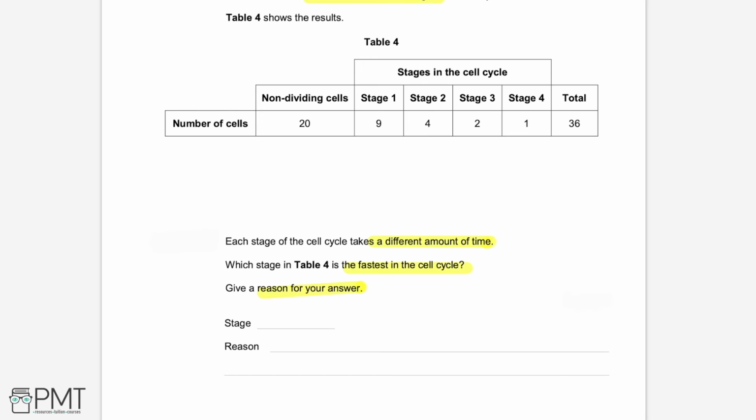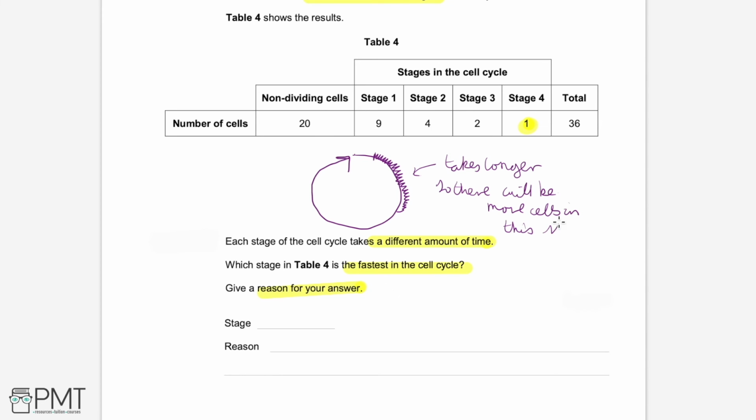Well, if we look at the data, we can see that the stage with the smallest number of cells in it will in fact be the one that takes the least time. Now, the reason behind this is that all cells will continuously be going through the cell cycle. A stage which takes longest will therefore have the most number of cells going through it. And on the other hand, a stage which takes the least amount of time would have the least number of cells going through it. So our answer for this will be 4. And the reason for this is because there's the fewest number of cells going through this stage, for the reasons that we've just discussed.